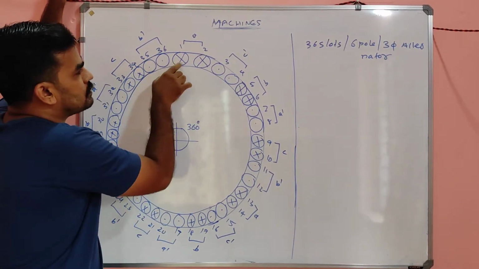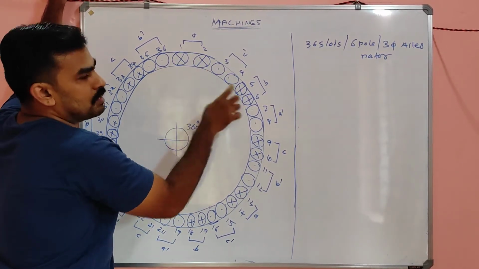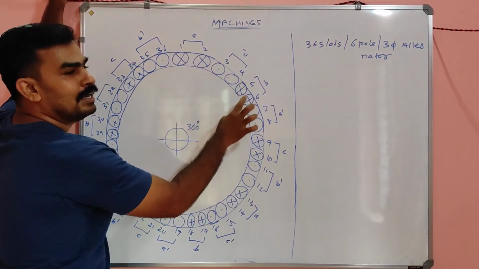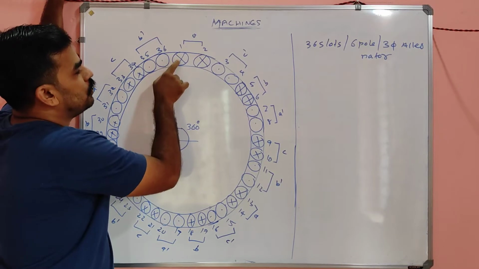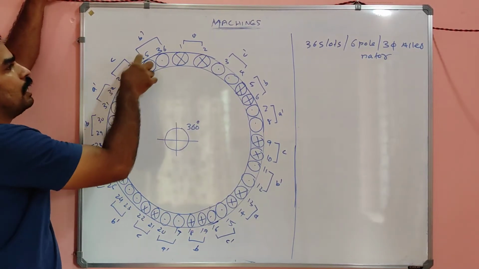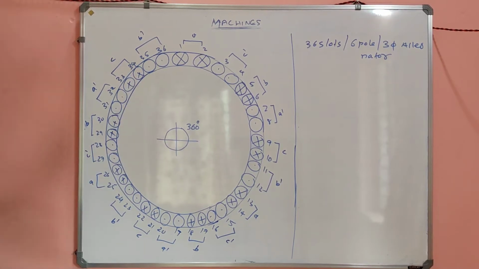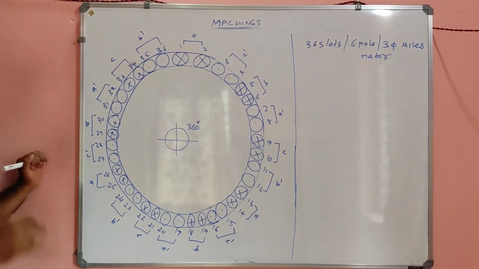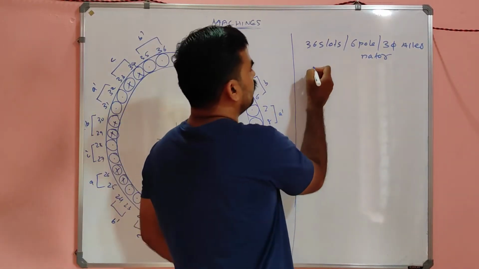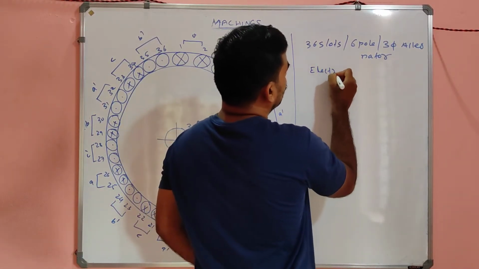So I marked the slots like this. This circle is simply the slots, not the cross and dot. This external circle is simply the slots. So 1, 2, 3 up to 36, I marked here. Is it clear? And before that you have to learn one thing: electrical and mechanical degree.